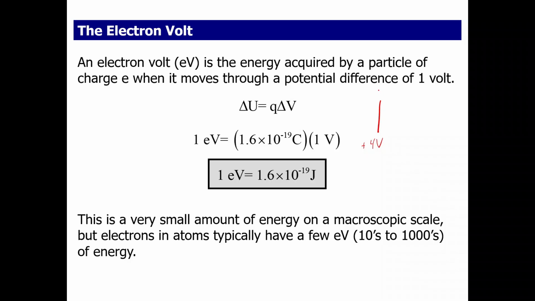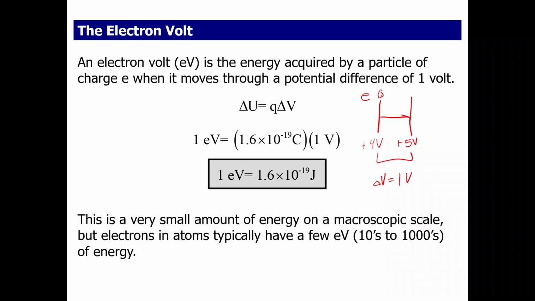And I have, say, an electron or a proton that has some charge e. And then it moves through some change in potential to a line that says maybe positive 5 volts. So an electron volt is the energy gained or lost by going through that 1 volt potential difference. So this is a delta V equal to 1 volt.